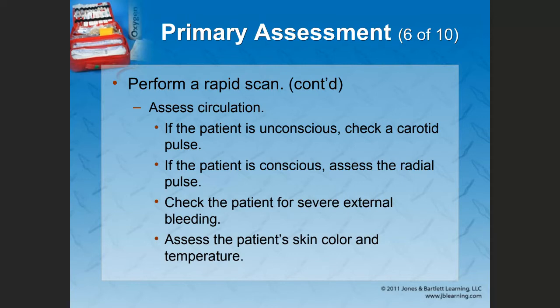Now, the temperature here is not an exact reading, so we're not trying to obtain an exact temperature for this patient. All we're trying to determine is, does this patient feel excessively hot, cold, or nice and warm, or warm and dry, right? We're really trying to determine if the patient is going into shock, if the circulatory system has been compromised. So we don't need an exact temperature. We just want to know if the skin feels cool, clammy, warm, dry, excessively hot.